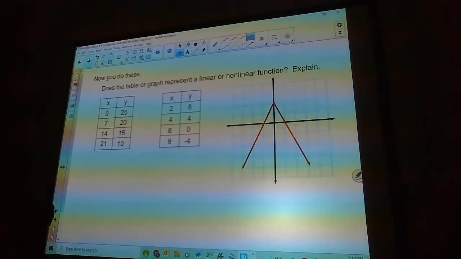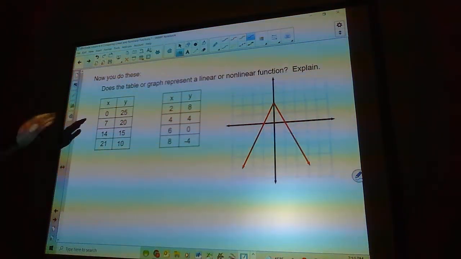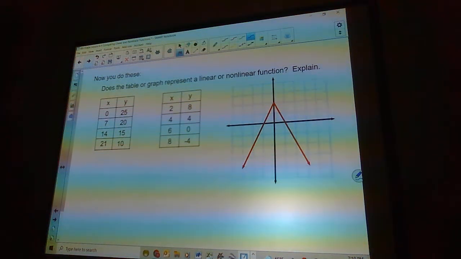Okay, now you do these. Does the table or graph represent a linear or nonlinear function? So go ahead and pause the video, do these 3 problems, determine if they're linear or not, and then jump back on and see if you got it right.